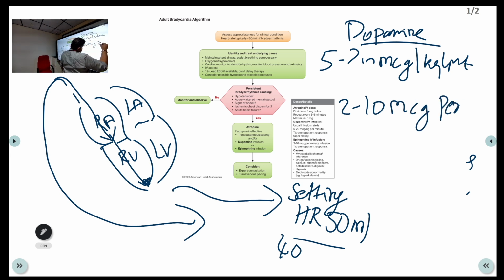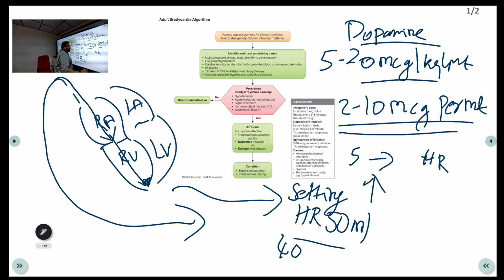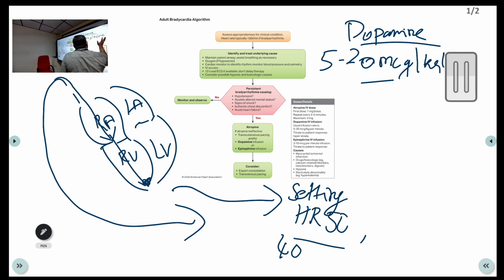There is no kg here, you have to be very clear. So when you are giving epinephrine, there is no kg. When you are giving dopamine, it is 5 to 20 microgram per kilogram per minute. The other one is 2 to 10 microgram per minute. So that is the dose, and depending upon the patient's heart rate, suppose you start at 5 microgram per kilogram and you are not getting the expected heart rate, you can increase your dopamine. So depending upon your required response, you can increase the dose of these drugs.